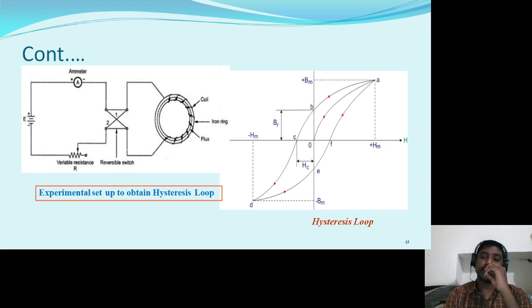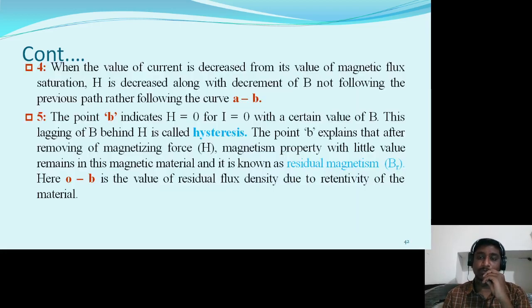A loop which is nothing but a hysteresis loop. In the forward direction, A, B, C, D. In the reverse, O, A, B, next B, C, D, then D, E, F, A. So in this way we are getting a loop which is nothing but the hysteresis loop.